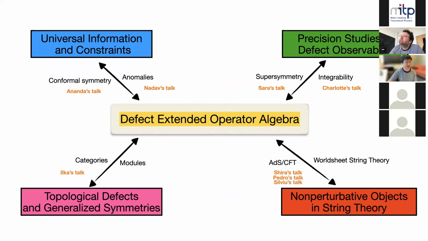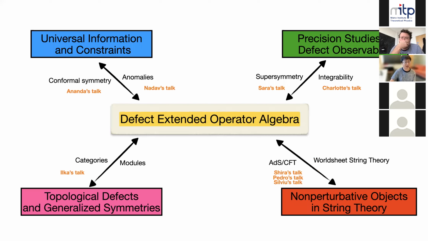So here is a big picture that I have in mind when I look at the recent developments in defects. Roughly speaking, a lot of recent developments in studying defects fall into the following subtopics. I think the central object here is the defect extended operator algebra, by which I mean the spectrum of all these defect operators, together with the correlation functions that involve these defects, as well as local operators.